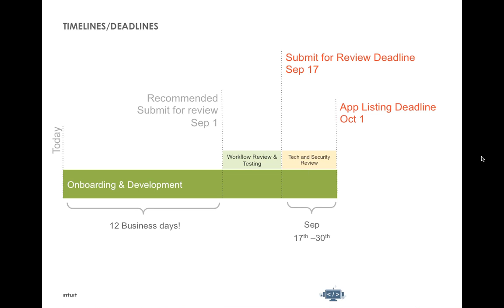So the listing deadline we have is October 1st. So your app needs to be listed by October 1st to participate in the QuickBooks Connect conference. And you're probably wondering, why is there such a big gap between October 1st and October 20th? Well, both you and us, we need to be able to print a lot of materials to get them all part of the conference. So we just need that time to be able to get the materials printed.